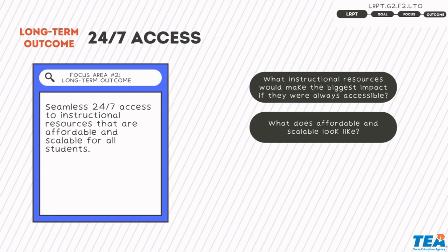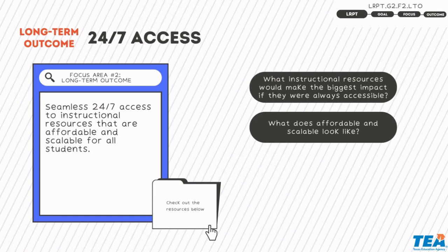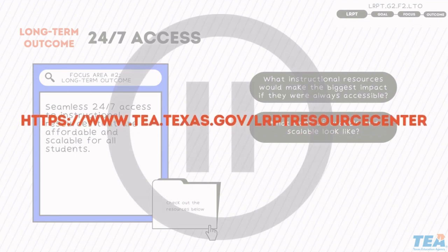Because each district has different resources and varying goals, what would 24/7 access that was affordable and scalable for your district look like? Use the resources below as reference for you to continue to brainstorm what this long-term outcome would look like for your students. Pause the video here and use your workbook to brainstorm your answers to these questions as they apply to your district.